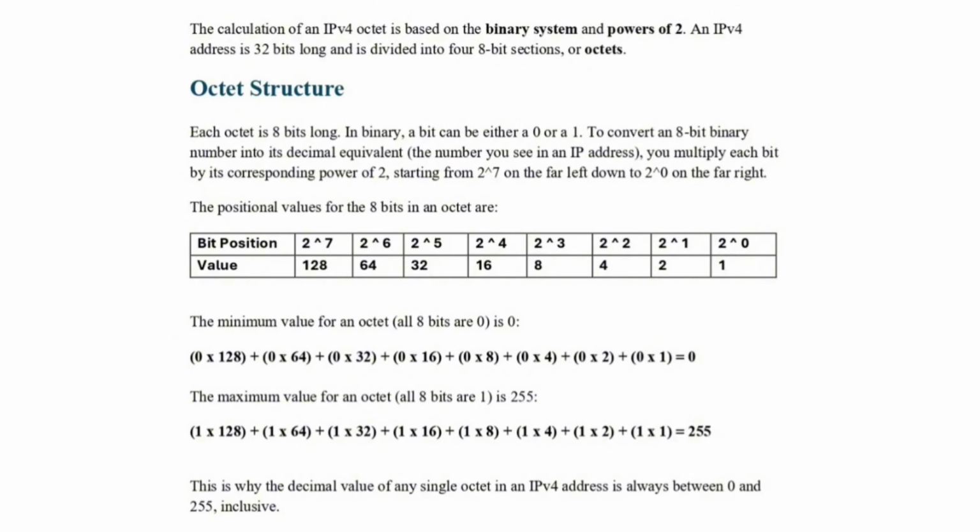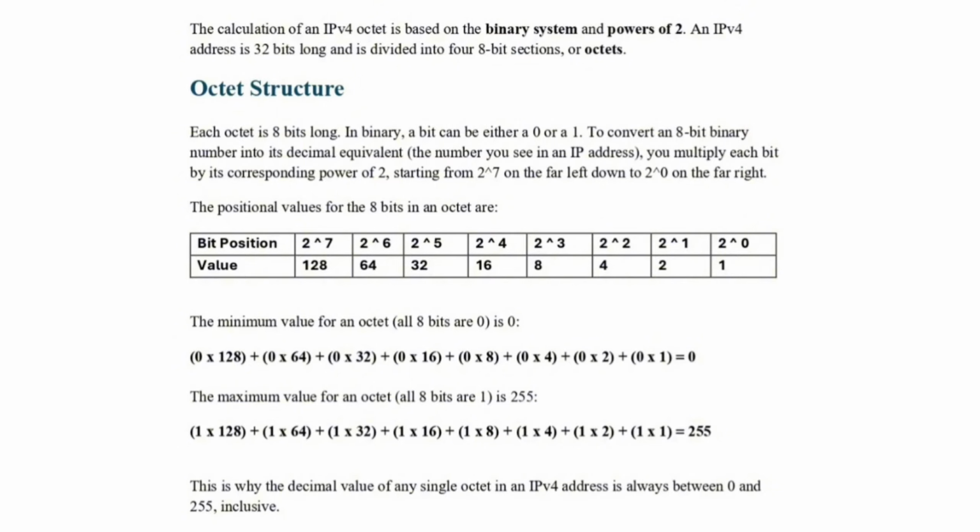And each of those numericals can be from 0 to 255. Each of them is of 8 bits. In total, 8 into 4 equals 32 bits. So that is the octet structure. Each octet is 8 bits long. In binary, a bit can be either a 0 or a 1.